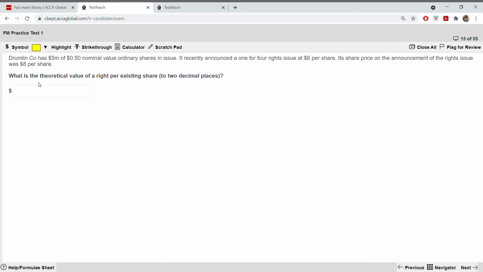Tramlane has 5 million 0.5 nominal value ordinary shares in issue. It recently announced a 1 for 4 rights issue at 6 per share. Its share price on the announcement of the rights issue was 8 per share. What is the theoretical value of a right per existing share to 2 decimal places? How do you do that?